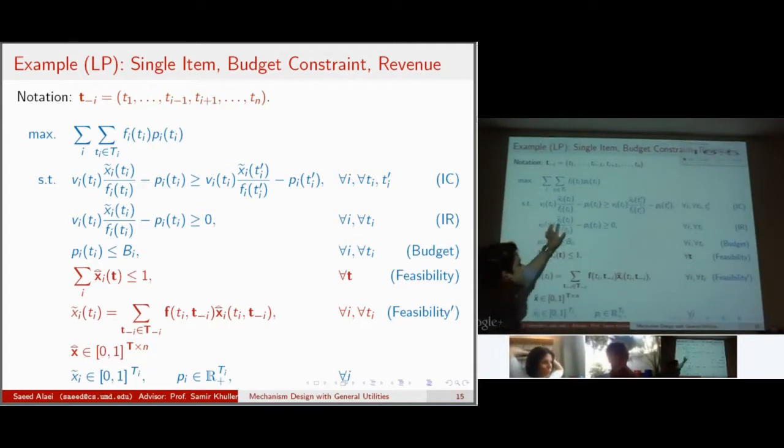The second set of constraints is the individual rationality. This tells you basically your utility for any type should not be negative. And this is the budget constraint. It says for every type, your payment should not be more than your budget.